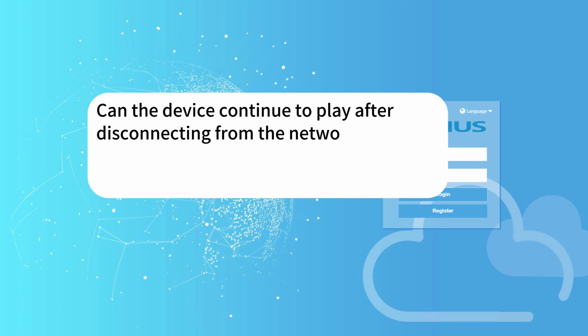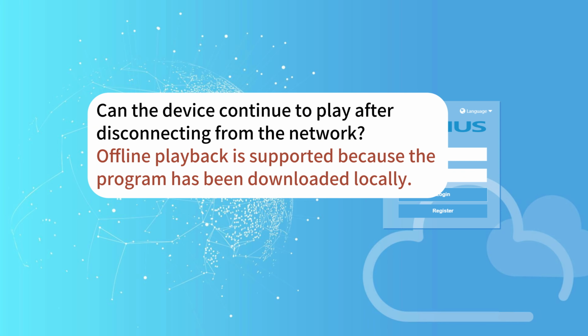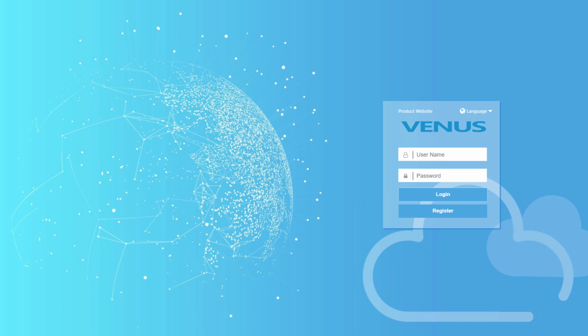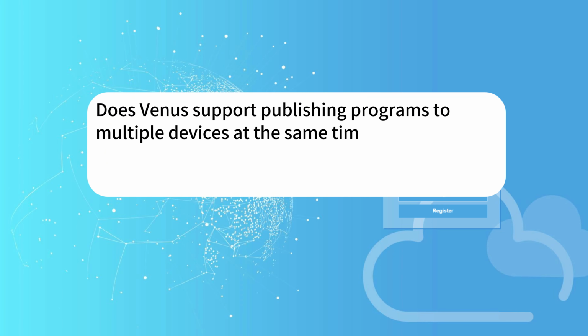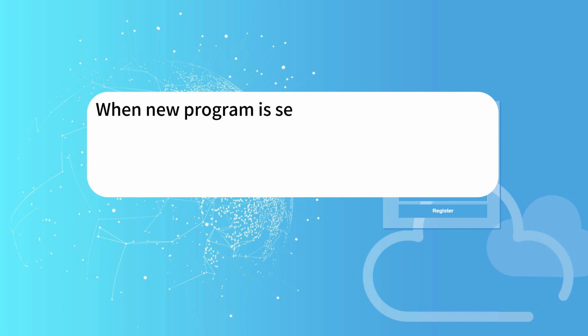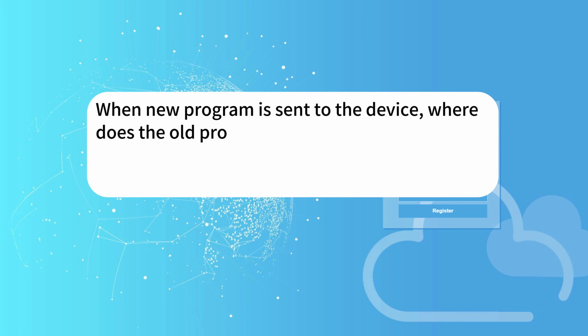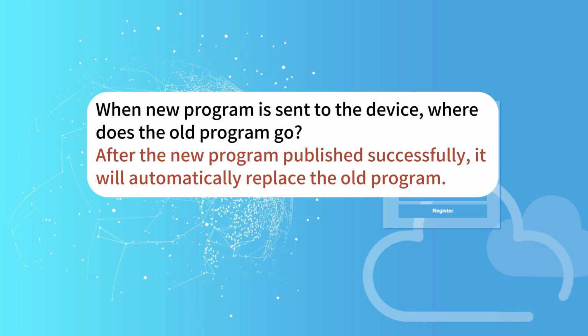Can the device continue to play after disconnecting from the network? Offline playback is supported because the program has been downloaded locally. Does Venus support publishing programs to multiple devices at the same time? It supports distribution to multiple devices at the same time, or to an individual device. When a new program is sent to the device, where does the old program go? After the new program is published successfully, it will automatically replace the old program.